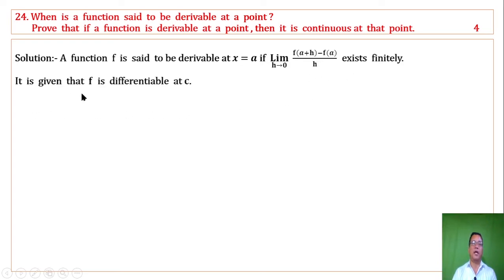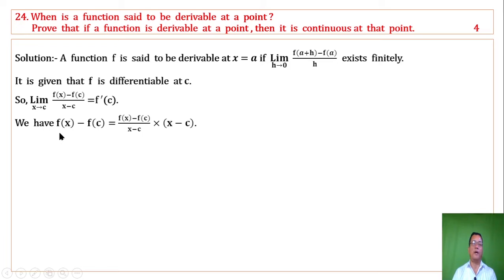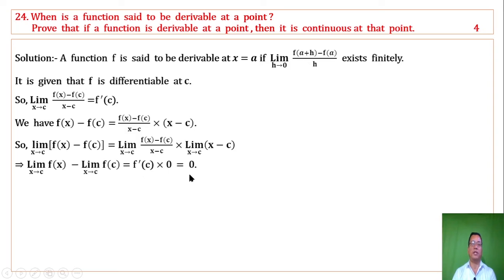It is given that f is differentiable at c. So, limit of f of x minus f of c by x minus c, x tends to c, equal to f dash of c. We have f of x minus f of c equal to this. Taking limit as x tends to c on both sides, we get this. For this, we have this. And for this, its value is f dash c, which is a finite number.